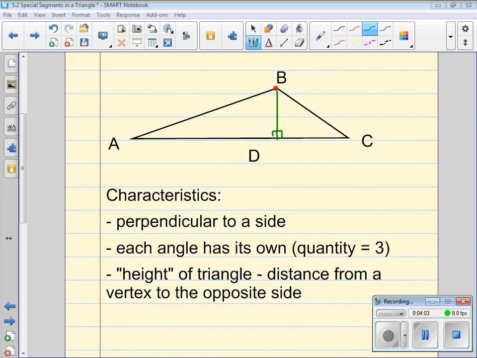Here's the characteristics. It's perpendicular to a side. That's the main thing. Okay, each angle has its own altitude. Okay, and then it's known as the height of the triangle, distance from one of the vertex to the opposite side. So what we can do is take a look at finding the altitude for all 3 angles, so you can kind of see how to work this.